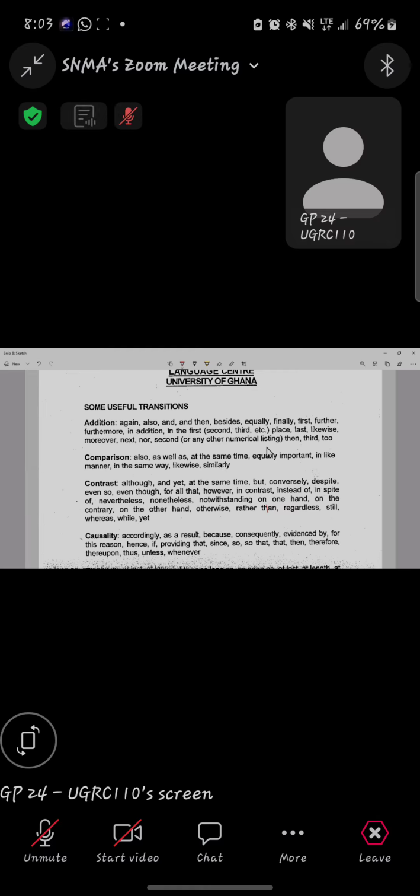What do we use comparison for? It is used to list two or more words that are similar. It's not about just comparing to indicate or to make a choice. When you have two or more words that are similar, you use comparison.